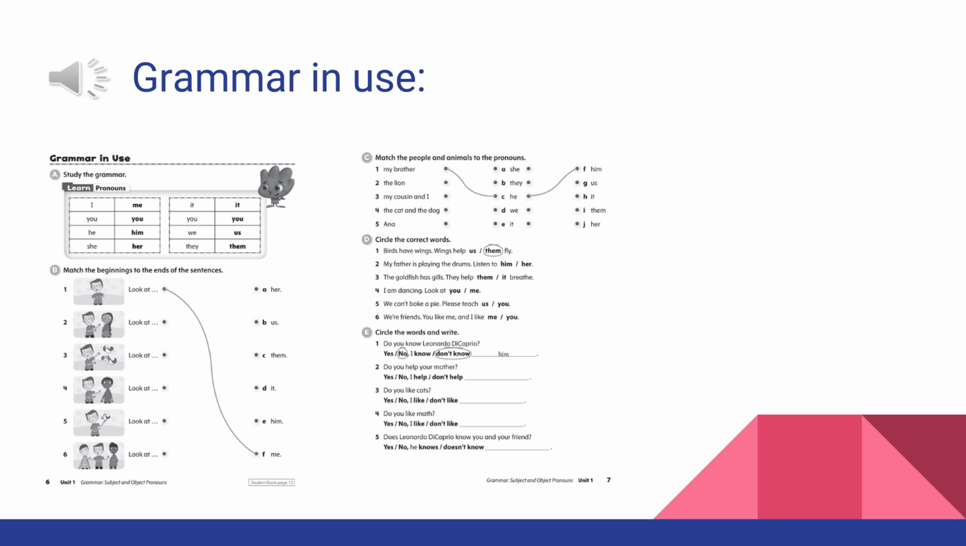Now come to the D part, that is circle the correct words. You need to circle the correct pronouns according to the sentence. Birds have wings. Wings help them fly, because for the wings we use they. So for they we use the pronoun them. Number 2, my father is playing the drums. Listen to him or her? Father. Yes, him. Number 3, the goldfish has gills. They help them breathe.